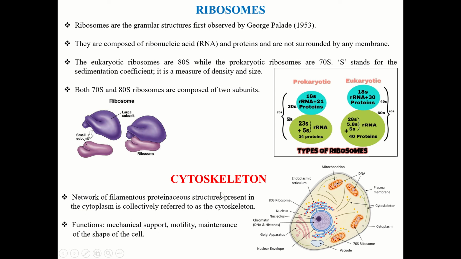Now, the cytoskeleton. The cytoskeleton is a network of filamentous proteinaceous structures present in the cytoplasm and is collectively referred to as the cytoskeleton. You can see here the filamentous tubular structures present in the cytoplasm; this cytoplasm plus the filamentous proteinaceous structures is called the cytoskeleton. Functions: it provides mechanical support, motility, and maintenance of the shape of the cell.